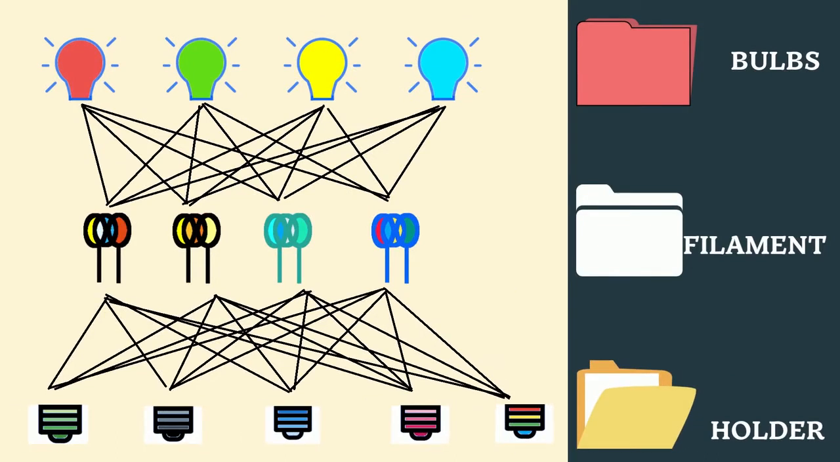To understand what layers and features are, layers are these directories. The bulb is one layer, the filament is another layer, while the holder is another layer, but the features are inside these layers. We have a bulb of color red, that is one feature, another bulb of color green, that is the next feature, similarly yellow and blue. Similarly, we have 4 features in the filament layer, and 5 features in the holder layer. I hope you got the idea of what layers and features are.